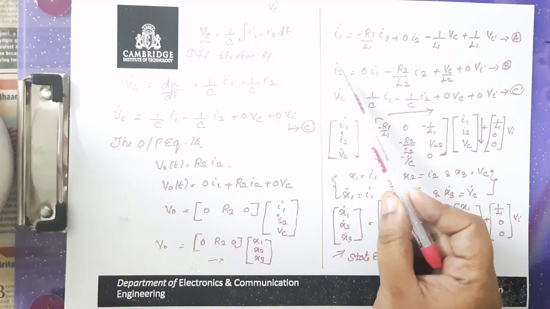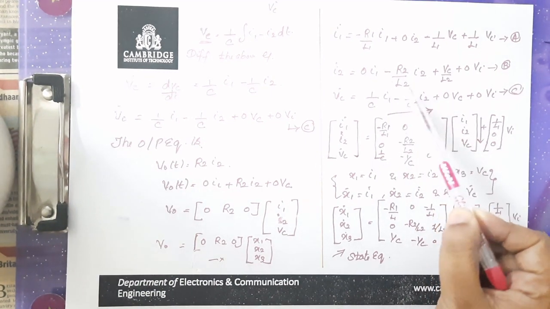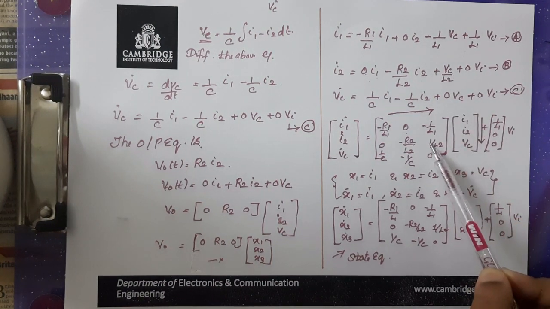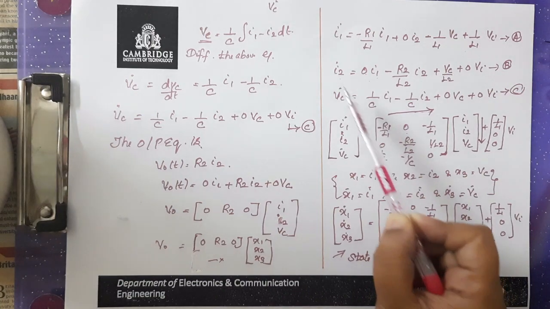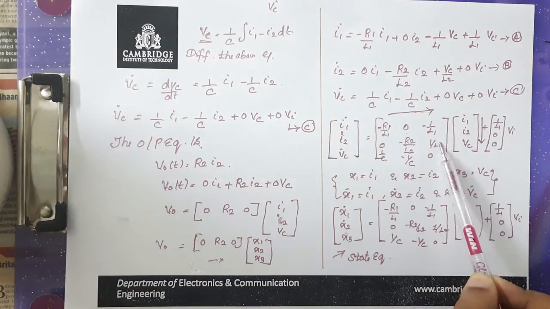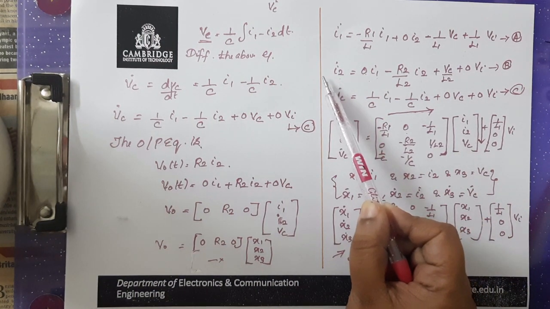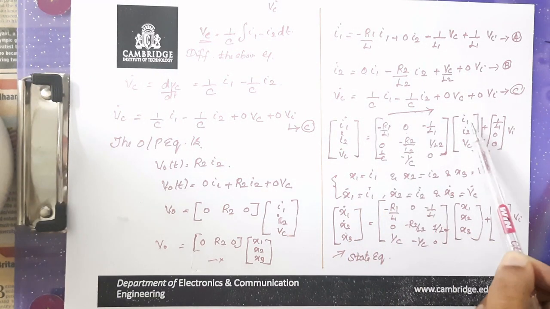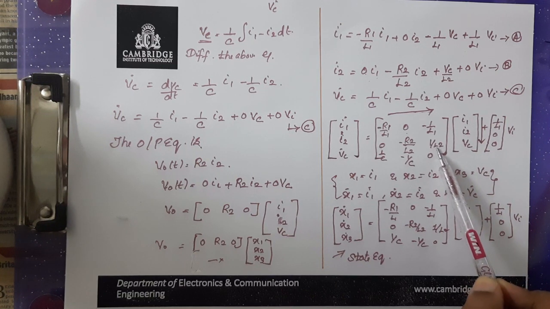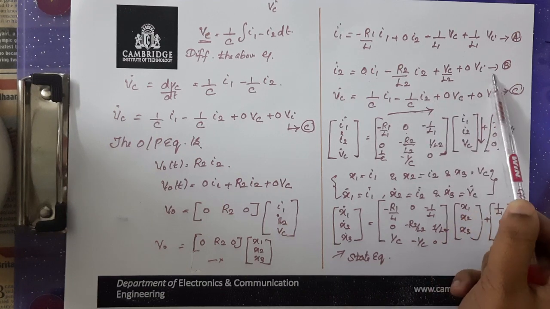Similarly, for I2 dot, the coefficient of I1 is 0, the coefficient of I2 is minus R2 by L2, which is written here, and the coefficient of Vc is 1 by L2. So with respect to the second equation, we multiply the second row of the first matrix with the first column of the second matrix to obtain equation number B: 0 into I1 minus R2 by L2 into I2 plus 1 by L2 into Vc plus 0 into Vi gives you this expression.